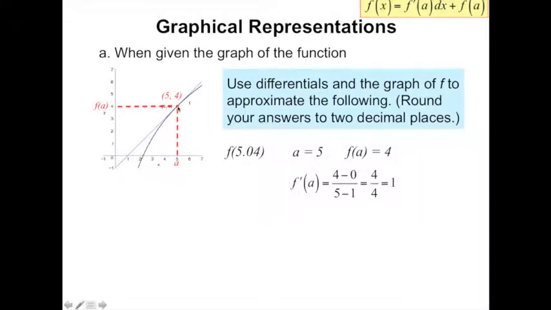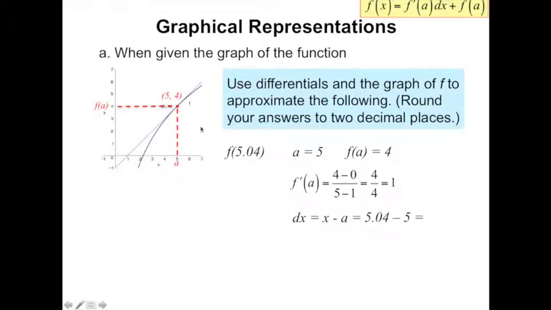We're using this point (5, 4) and this point (1, 0) to come up with a slope. And that slope is the derivative of that line because it's a line. So the algebraic slope and the derivative end up being the same number. So our differential now is our x value, so our 5.04 minus our a value, which is our 5.